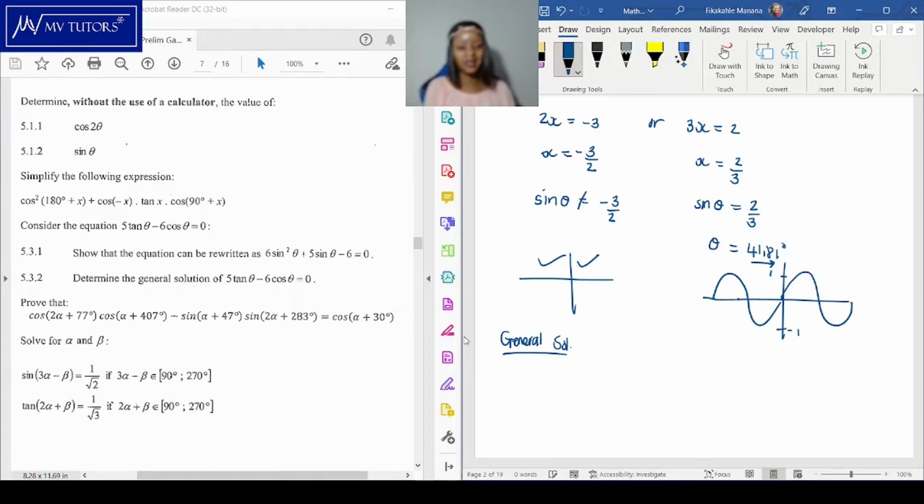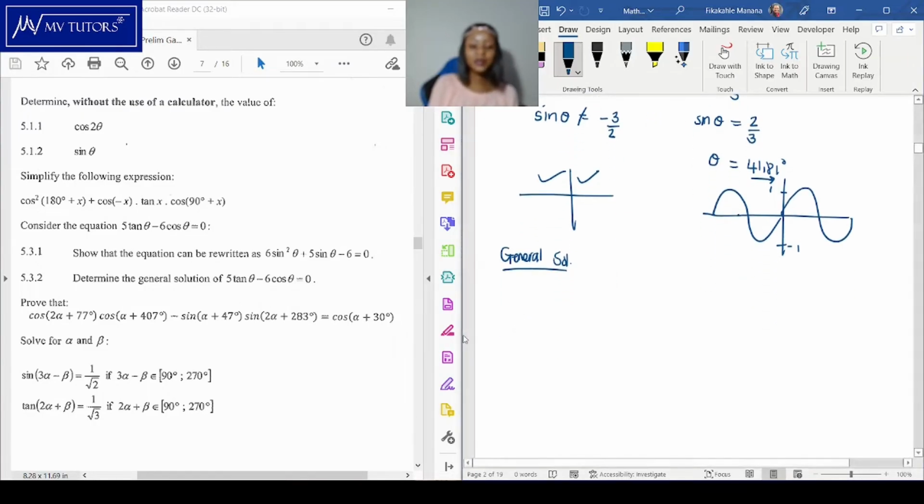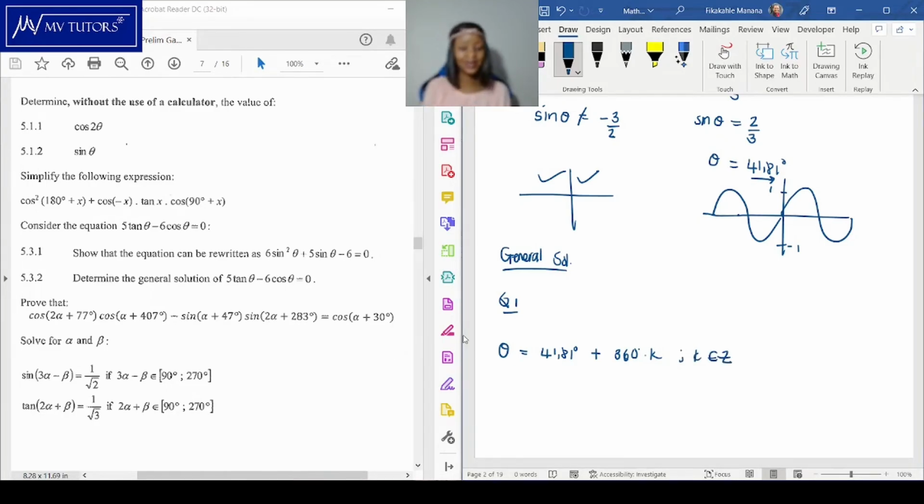General solution. So in the first quadrant, I will say our reference angle is 41,81, plus 360. Remember the period of the sine graph is 360 times k, where k, this is very important, do not forget that k is an element of integers. Okay, it can't be a fraction. It has to be a full number that can be negative or positive. Okay, so that's the general solution for the first quadrant.